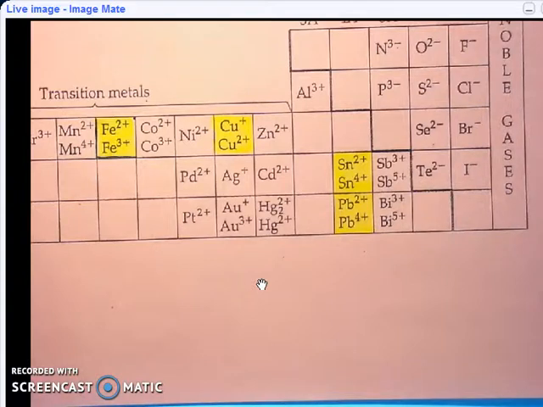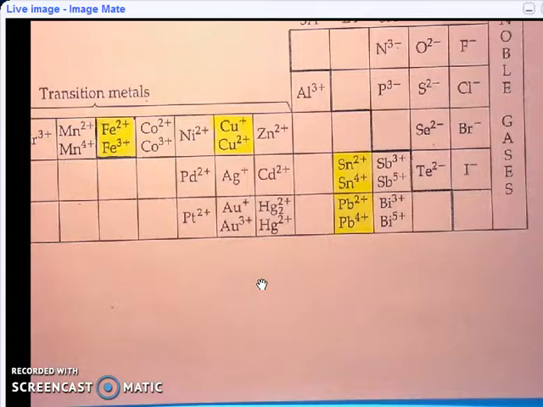And those are the only ones that I will put on the test that I expect for you to know that they have different charges. You don't have to memorize the charges. You can figure that out. I need you to know that iron, copper, tin, and lead have more than 1 charge. Okay? Iron, copper, tin, and lead. Again, you don't have to memorize what their charges are.